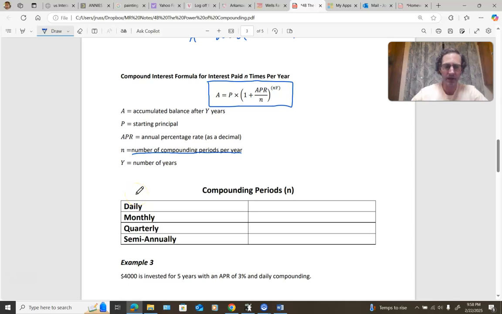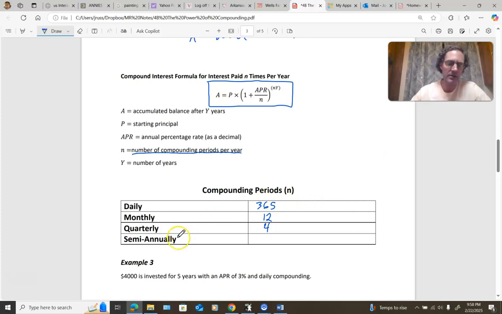Okay, so let's go ahead and list some values for n depending on the frequency with which interest is compounded. So if interest is compounded daily, then that means there will be 365 compounding periods in a year. So that's the value that you would use for n in this formula. And then if interest is compounded monthly, there's 12 months in a year, so there would be 12 compounding periods. Okay, so you would plug a 12 in for n. And then quarterly means 4 times a year. Okay, or in other words, 4 compounding periods.